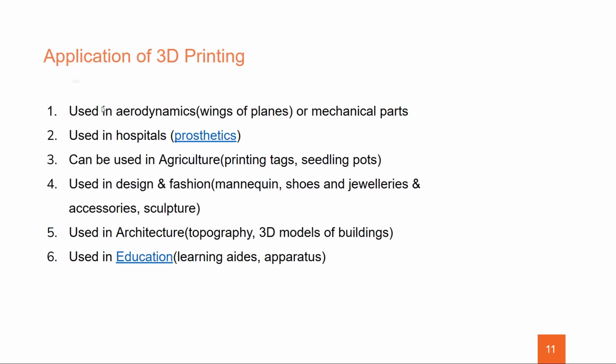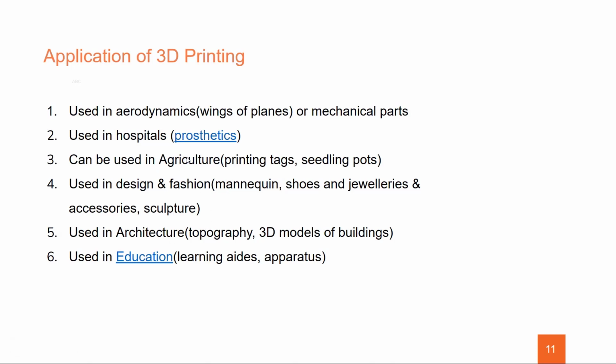You can also use 3D printing in hospitals, for example prosthetics. I don't know if you have heard of Enable. They help people with amputated arms, or amputees, to have their arms back with 3D printed arms. I'll show the images later on.